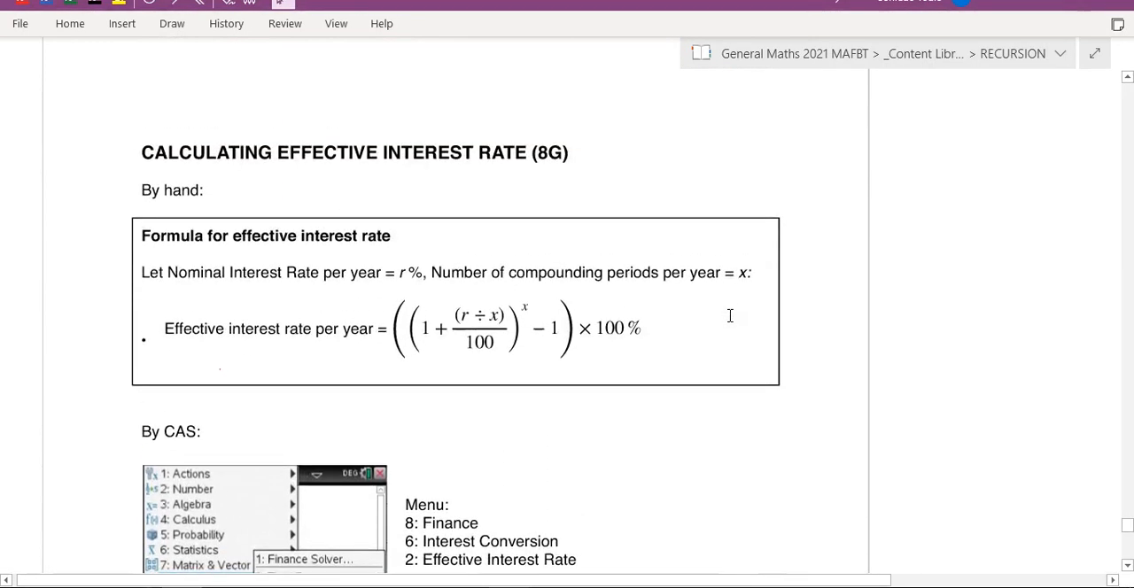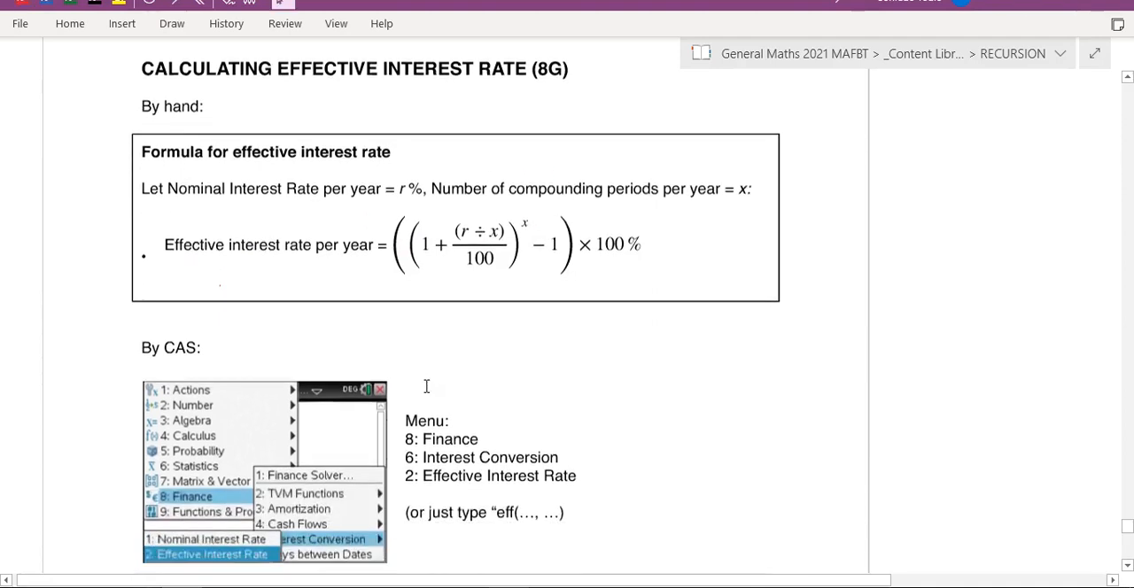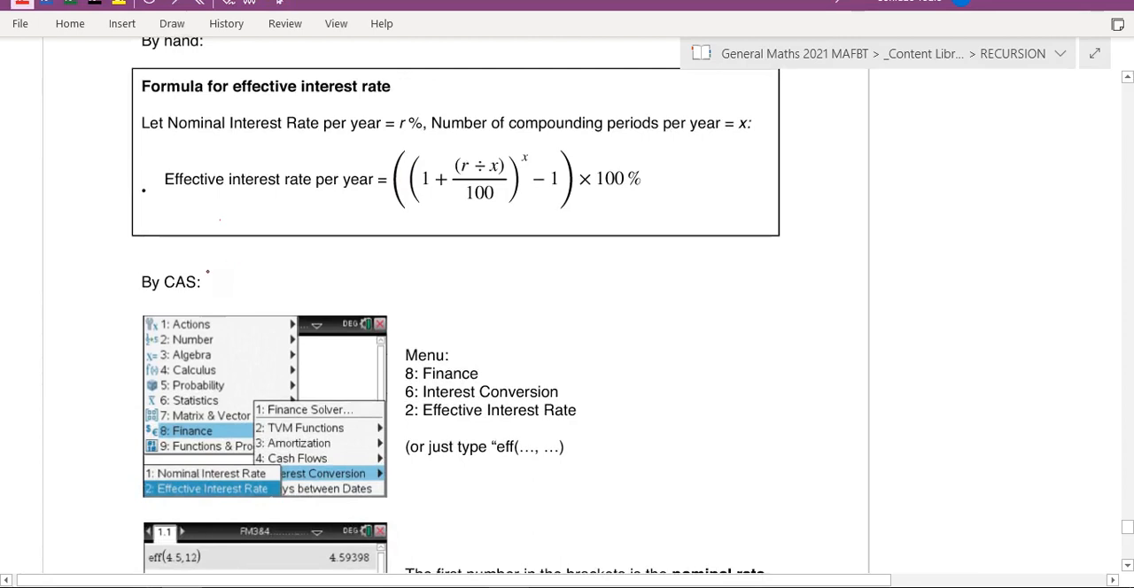There is a rule for finding the difference between the two. So if you've been given a nominal rate, what is the effective rate? Well, here's the formula for it. But generally, we won't really be using it. We'll only be using this to find the effective rate. It's pretty straightforward. There is a lot of brackets. It's pretty easy. But it's actually a lot easier on your CAS.